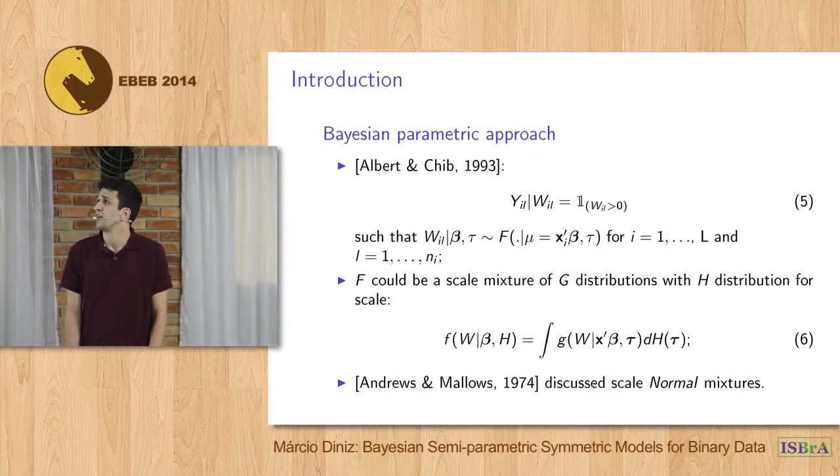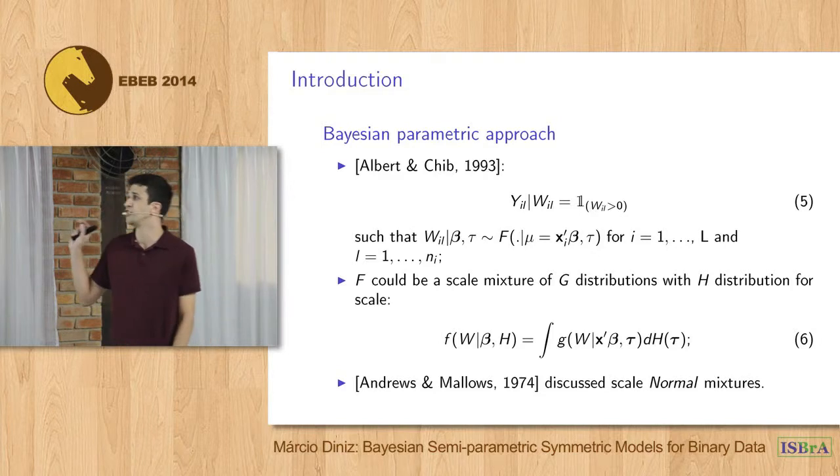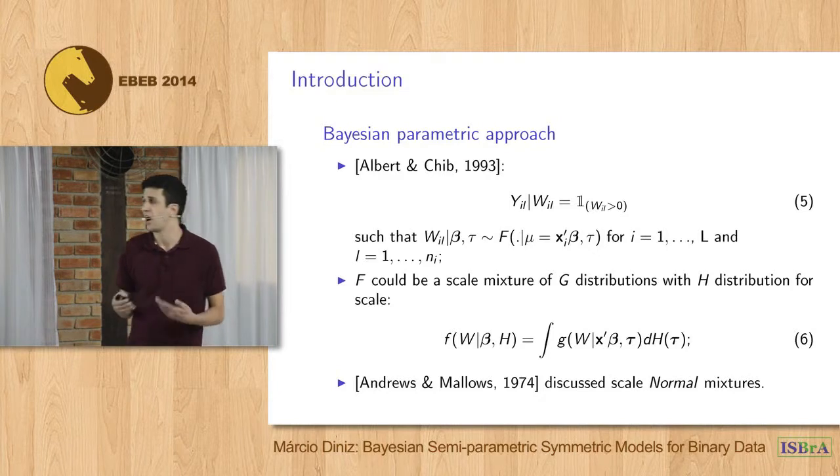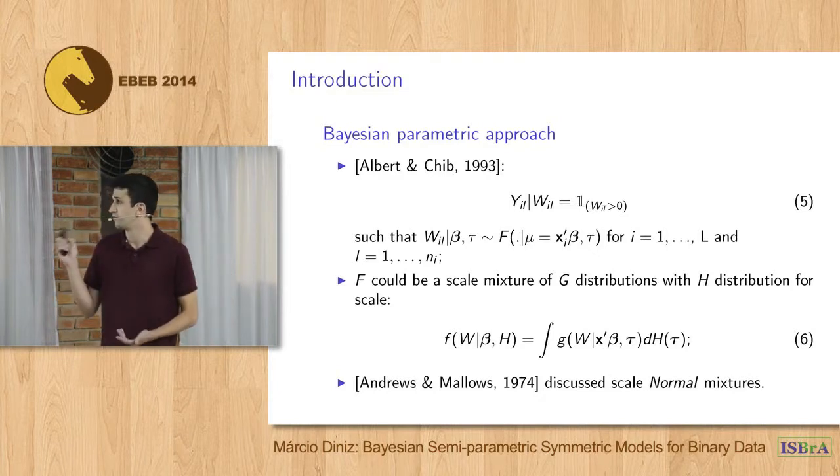They considered each Bernoulli variable as a discretization of a latent variable, and the latent variable is F distributed. Furthermore, F could be a scale mixture of G distributions with an H distribution for the precision parameter tau. Andrews and Mallows discussed scale normal mixtures, so they are our guide for scale mixtures.